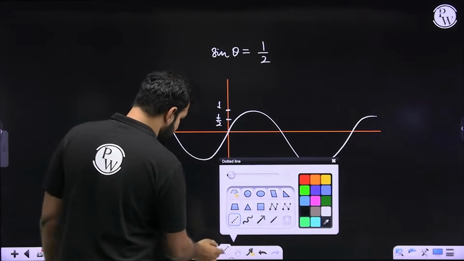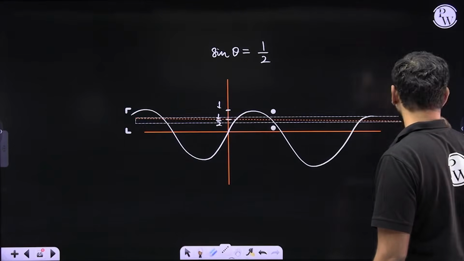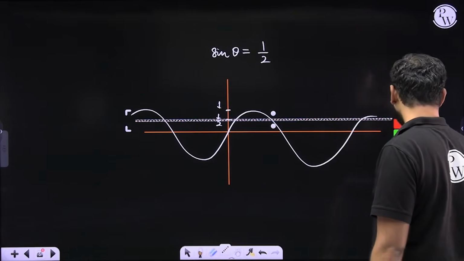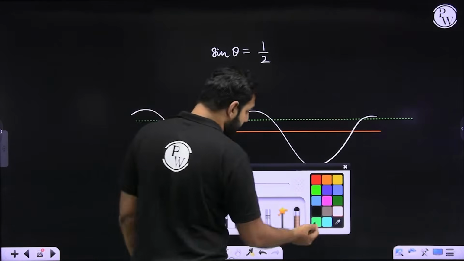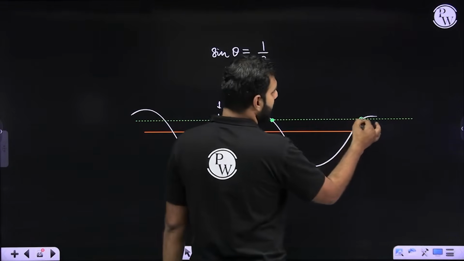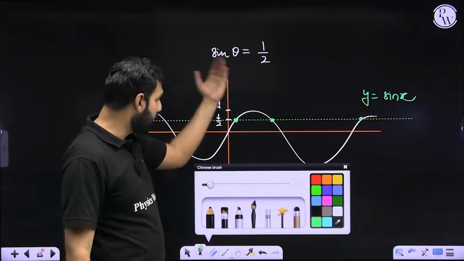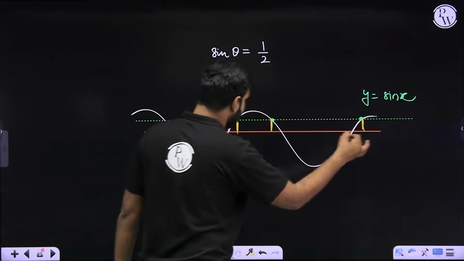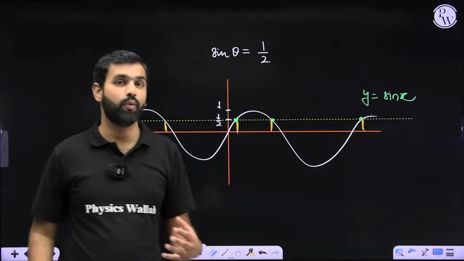So if I draw a line parallel to the x-axis which passes through 1 by 2, then of course that line will be this only. Did you get this part? Now, this line which is passing through 1 by 2 parallel to the x-axis, at whichever points it intersects the curve sin x, those will be the solutions of this particular equation, because at these points, this is a value of x, this is a value of x, this must also be a value of x. So these are different values. But how do I find all of these values? How do I generalize them?